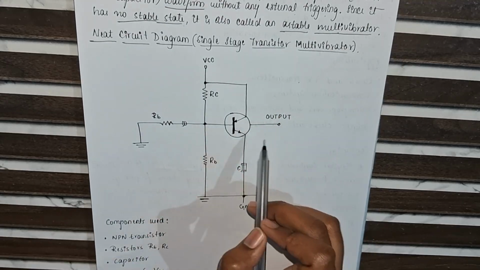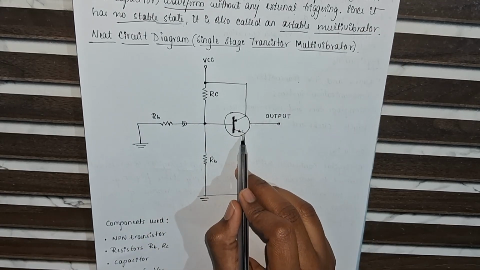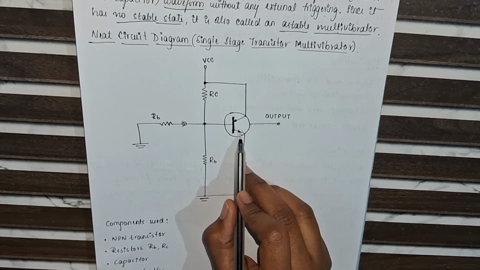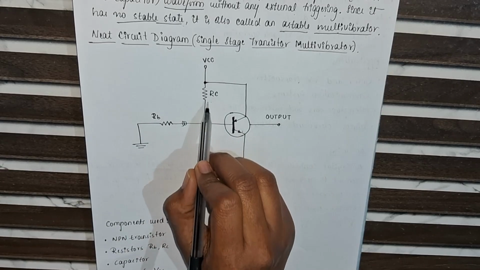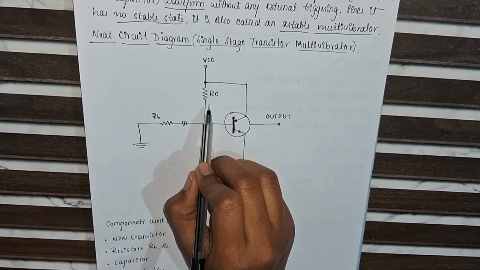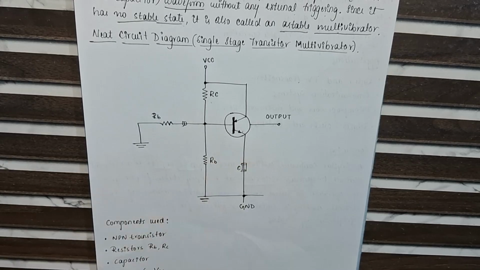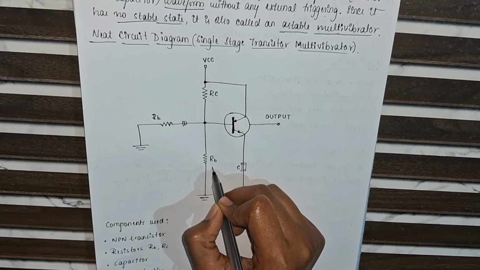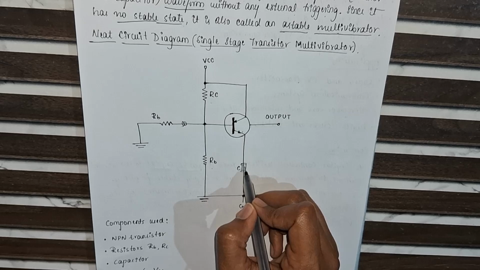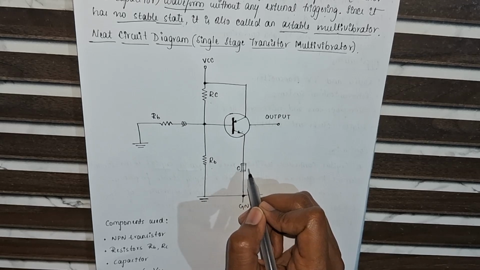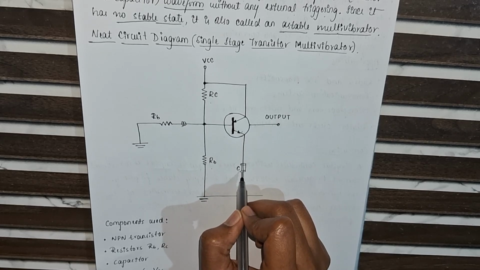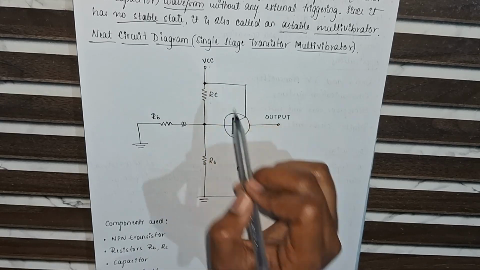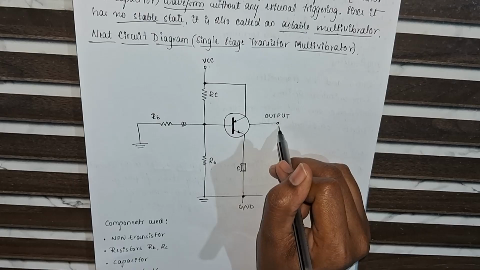Here, this is the transistor, NPN: negative, positive, negative. It acts as a switching device, on and off. RC is a collector resistor which limits the collector current and helps to produce the output voltage. RB is a base resistor. It controls the base current and the charging of the capacitor. Here the capacitor is responsible for timing. It charges and discharges continuously. Here VCC is a DC power supply. Output is taken from the collector terminal.